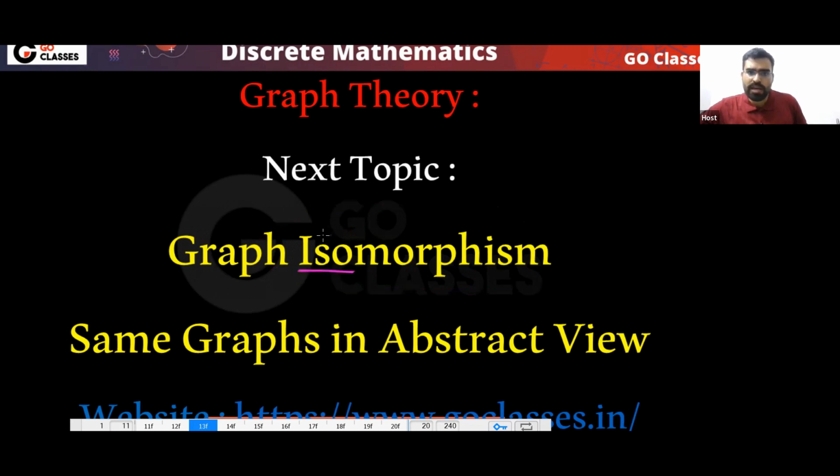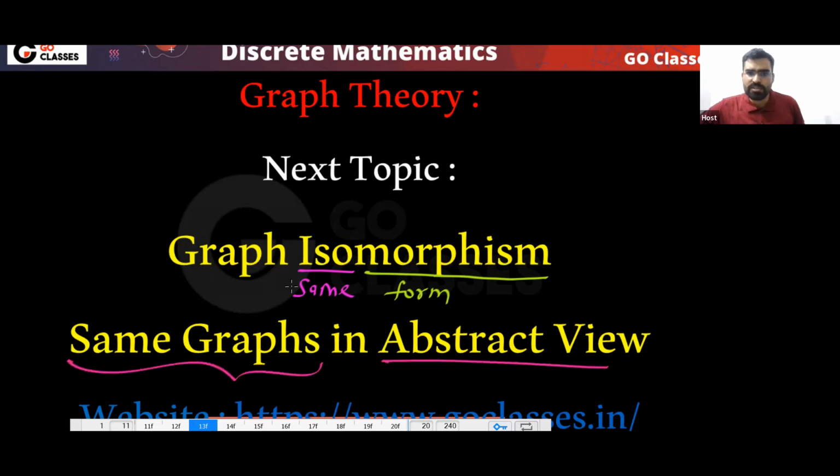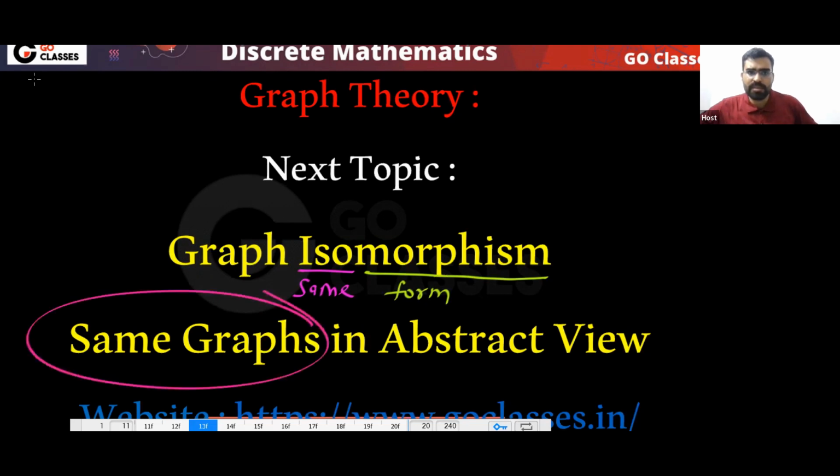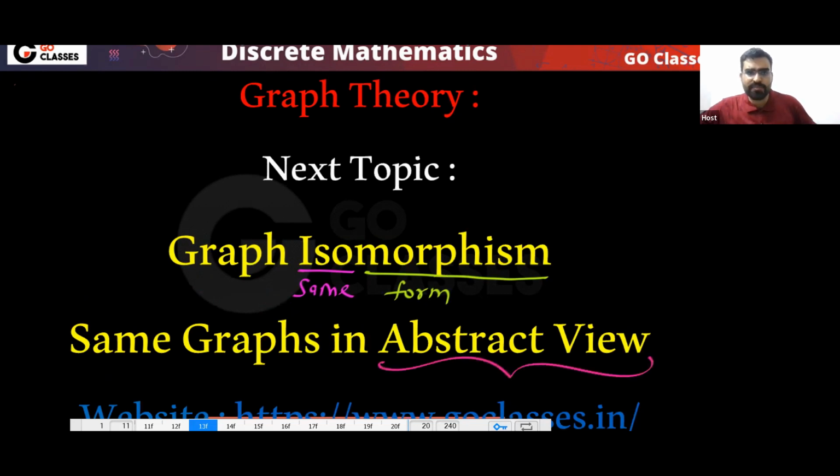Iso means same, and morphism means form. So basically, same form. So what is the definition of graph isomorphism? That is the same graphs. If you watch in the abstract view, the graphs are the same.